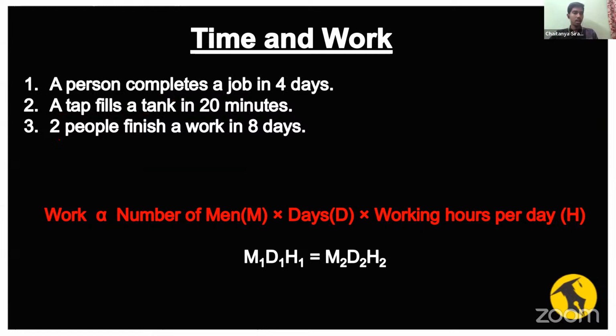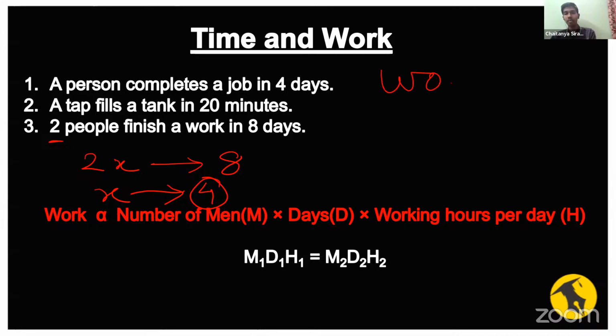Then the third one says two people finish a work in 4 days. Now, what we do usually from a basic logic is a directly proportional relationship. We say if 2x people take 8 days, how much will x take? If it is a direct relationship, we can say x should take 4 days. However, work and time have an inverse relationship.